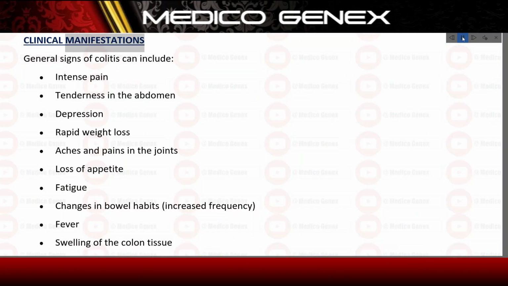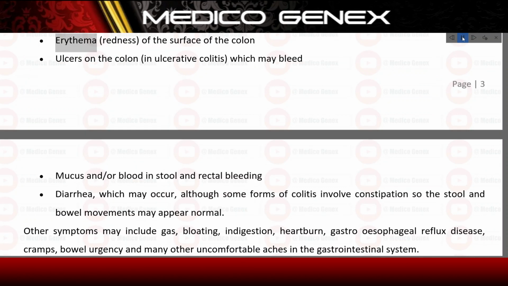Pathophysiology. Clinical manifestations. General signs of colitis can include intense pain, tenderness in the abdomen, depression, rapid weight loss, aches and pains in the joints, loss of appetite, fatigue, changes in bowel habits, increased frequency, fever, swelling of the colon tissue, erythema, redness of the surface of the colon, ulcers on the colon in ulcerative colitis, which may bleed, mucus and or blood in stool and rectal bleeding, diarrhea, which may occur, although some forms of colitis involve constipation so the stool and bowel movements may appear normal.